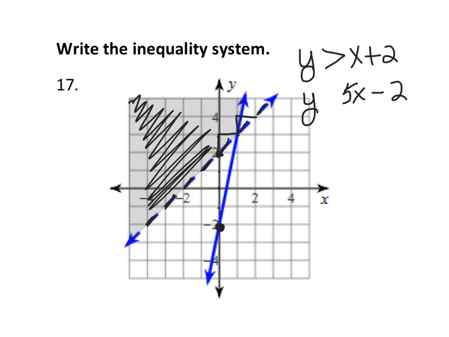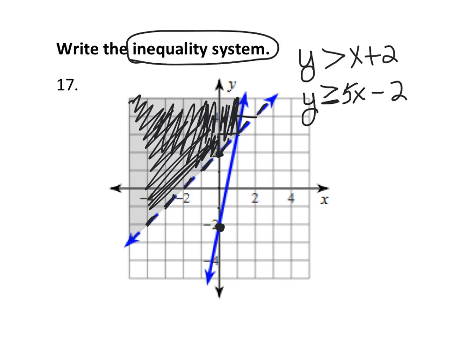Now this one is also shaded above this line. And since it's shaded above, then I'm going to say that it is greater than, and this time equal to. So that's my inequality system. So I've written my inequality system for this graph.